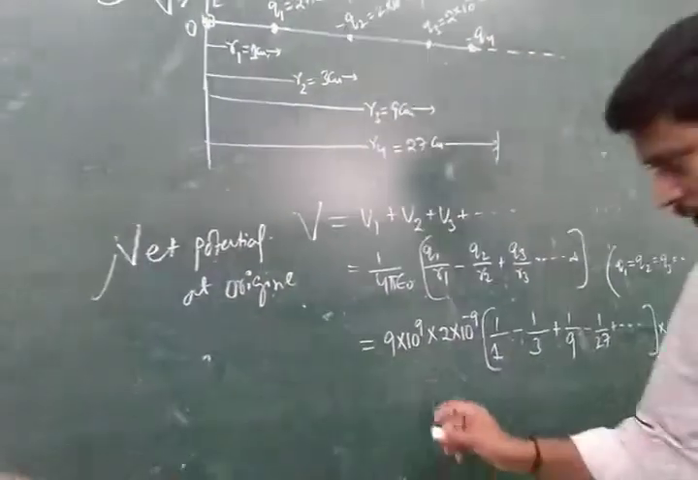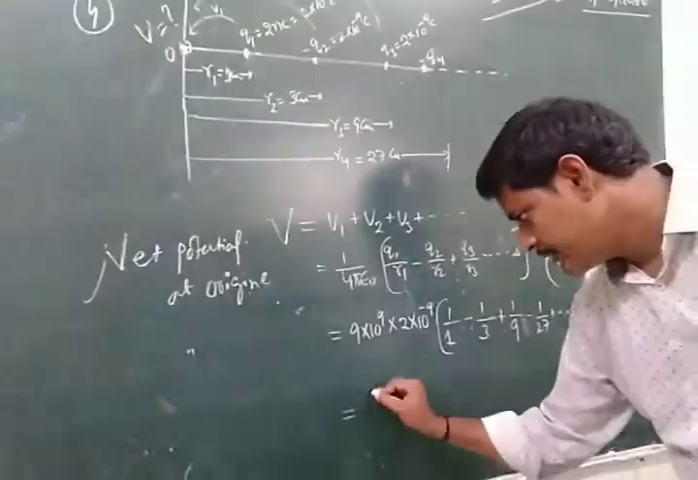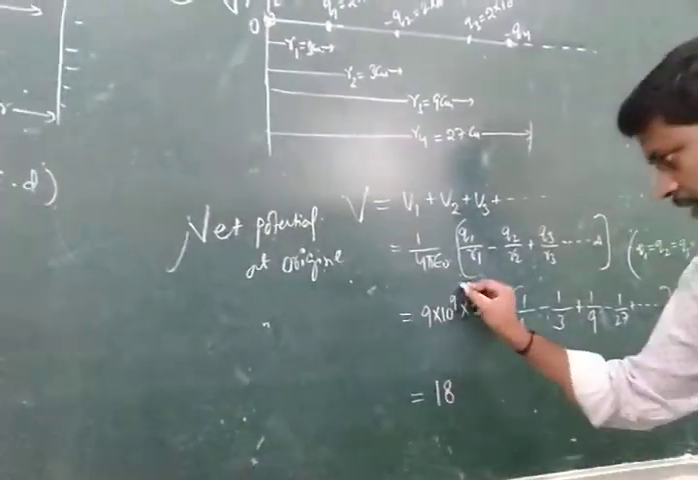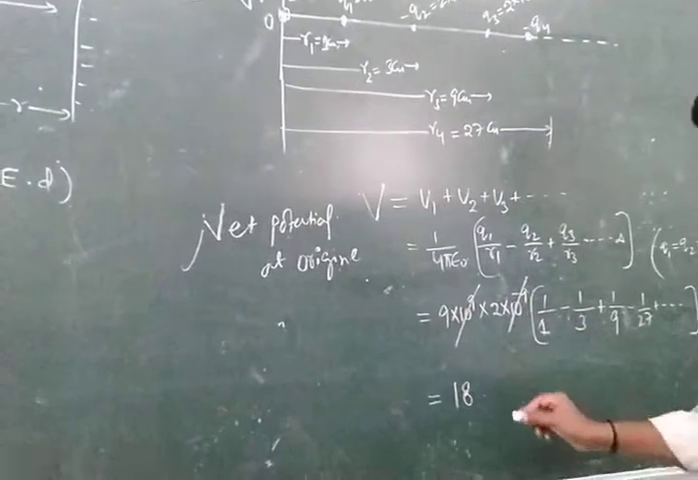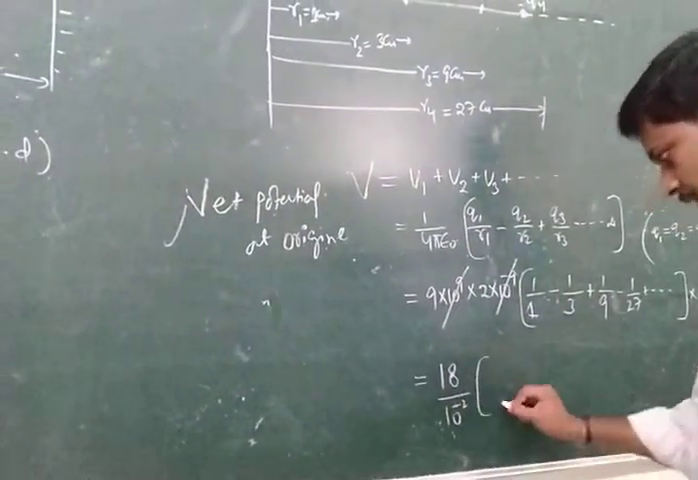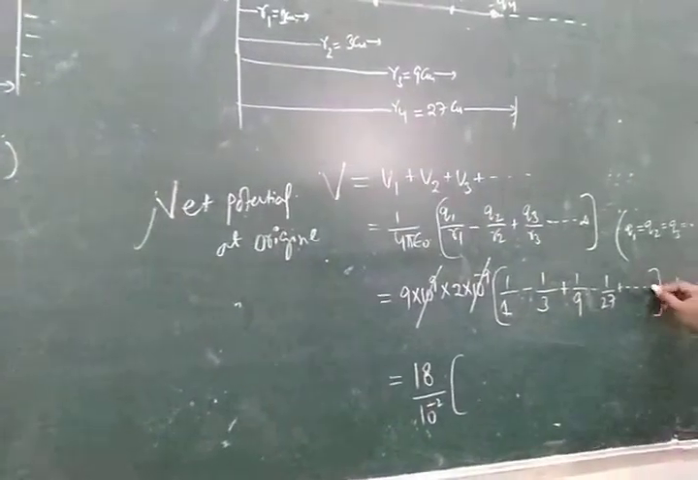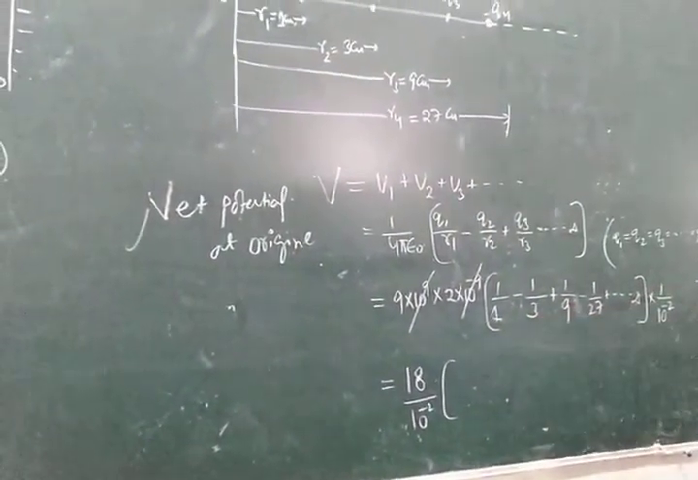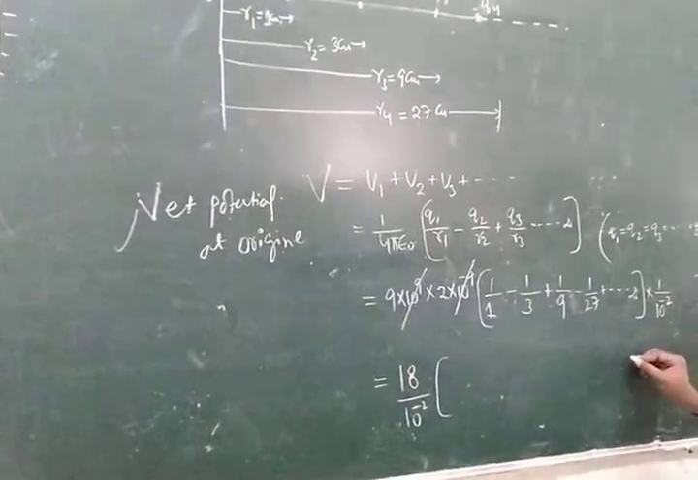So here 9 2s are 18. Here 10 power plus 9 minus 9 get cancelled. Then 10 power of minus 2. Here it is in the form of, what is that? Sum of what is that? It is actually in GP.